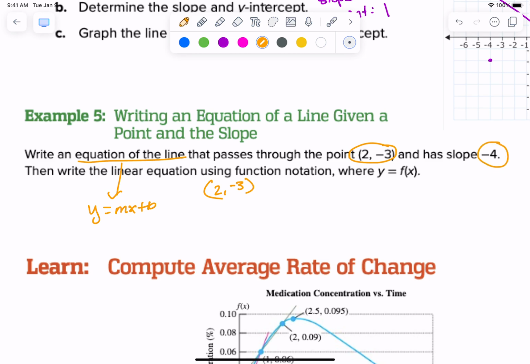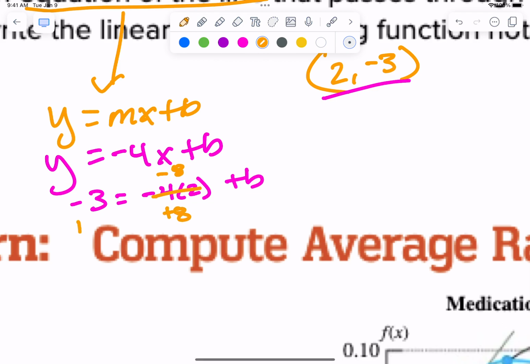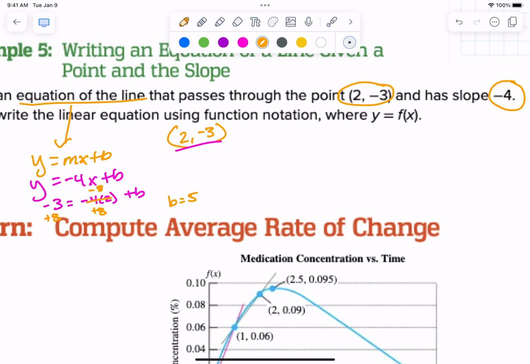So let's plug in y and x. We know that m is -4. So -3 equals -4 times 2, and to figure out b, we plug in -3 for y and 2 for x. So this is like -8. If I add the 8 over, what's b going to be? 5. b is 5. Okay, and they say y equals -4x plus 5.